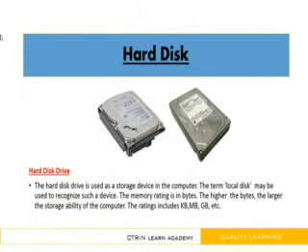The hard disk. Now, what I said earlier about the hard disk is repeated here, that the hard disk is used as a storage device. They said here that the term local disk may be used to recognize such a device. That is true. Sometimes when you go to the My Computer folder on your actual computer system, the hard disk will be marked or named as local disk, and in this case the memory rating is in bytes, just as the RAM card is also in bytes. Alright, and the higher the bytes, the larger the storage ability of the computer.